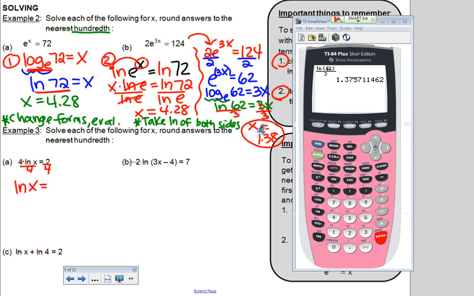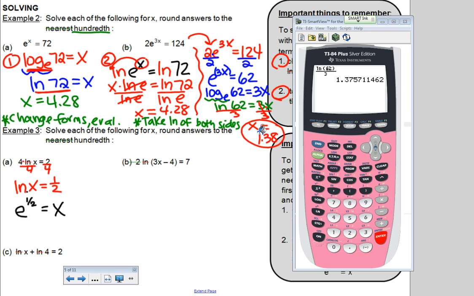Now you can change this to 0.5 or leave it as a half, whichever. Okay, so when we were doing logs, we changed forms. So now we are going to change forms and put it back in exponential form. And if you recall, ln means that there's an e here. So the base is e. So this means e to the 1/2 power equals x.